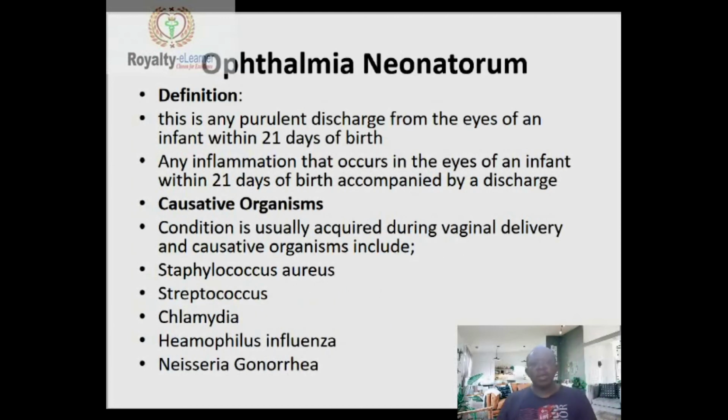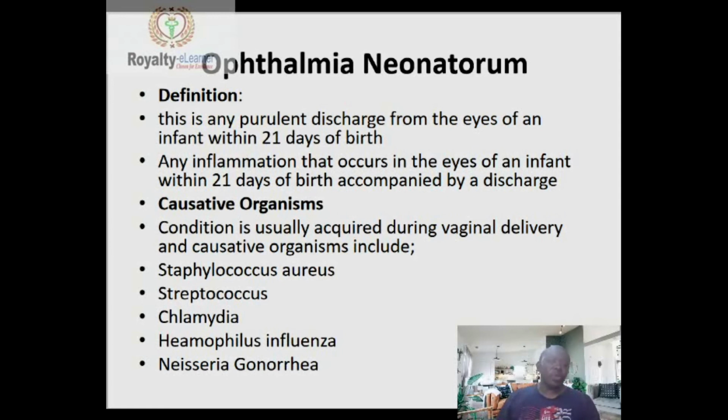Now let's look at another condition that may come because of sepsis, and that is ophthalmia neonatorum. By definition, ophthalmia neonatorum is a purulent discharge from the eyes of an infant within 21 days of birth. Any inflammation in the eyes of an infant within 21 days of birth, accompanied by discharge, will be termed ophthalmia neonatorum.